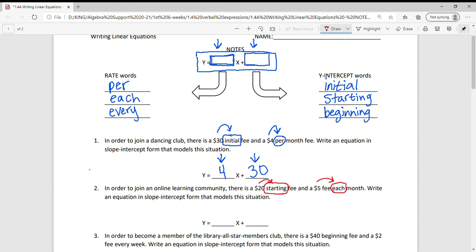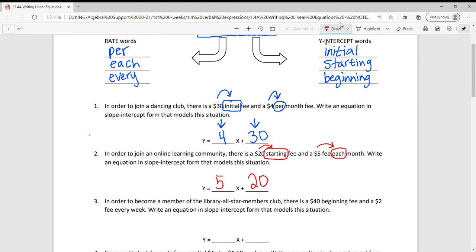So I'm going to take a look up top. The number in front of x is our rate word: per, each, every. Well, in this one I used each. So that 5 is going to go in front of x because that was our rate word. So y equals 5x plus, now I have this y-intercept, the number by itself. So when I look up top, my y-intercept words are initial, starting, beginning. Well, in this one I used starting, so that 20 would go here. So there's my equation, y equals 5x plus 20.